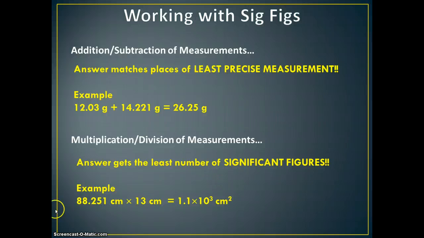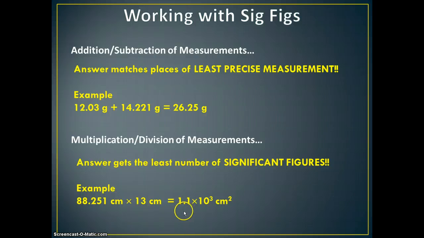And so an example of this, if I take 88.251, that value has 5 significant figures, and multiply it by 13, that value only has 2 significant figures. My answer will only be allowed to have 2. So instead of reporting back a huge number, I'm only allowed to have 2 significant figures. So I have to round that number off to 110.